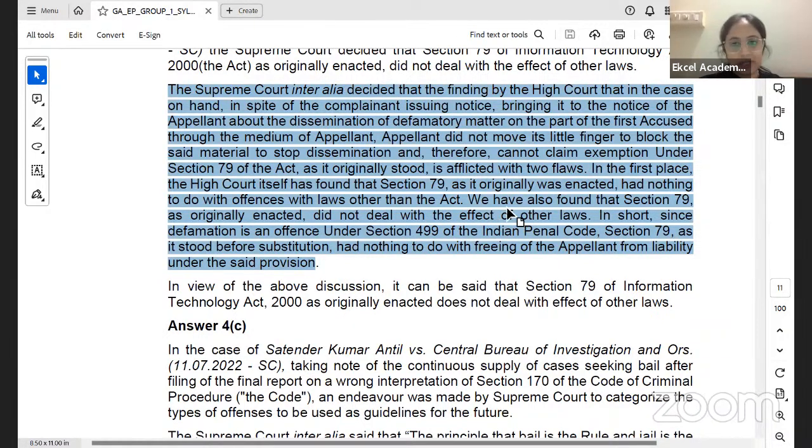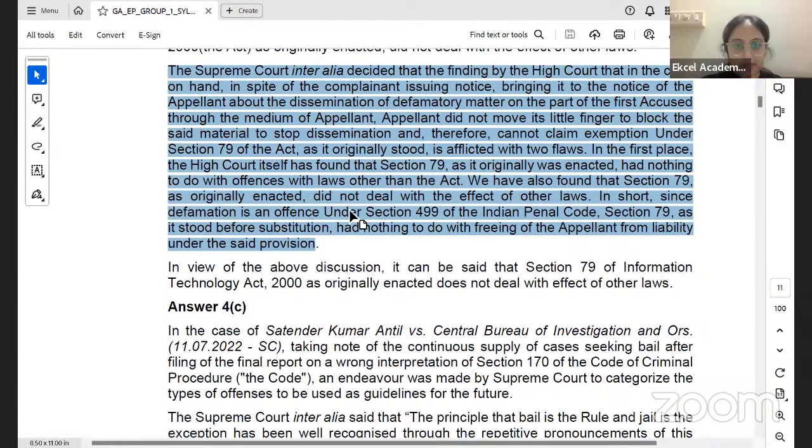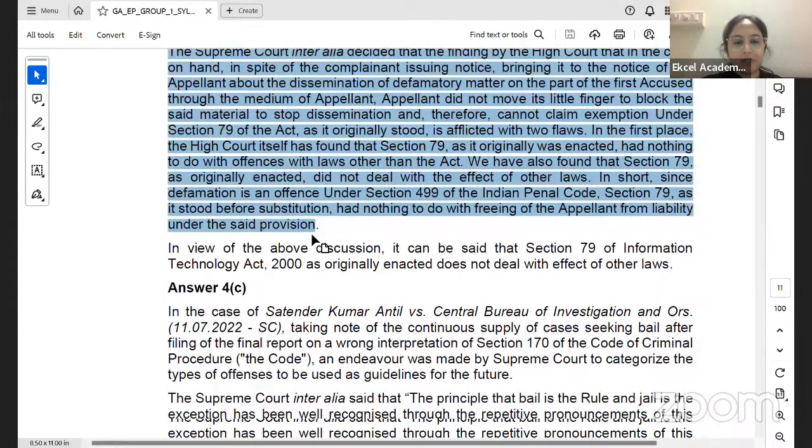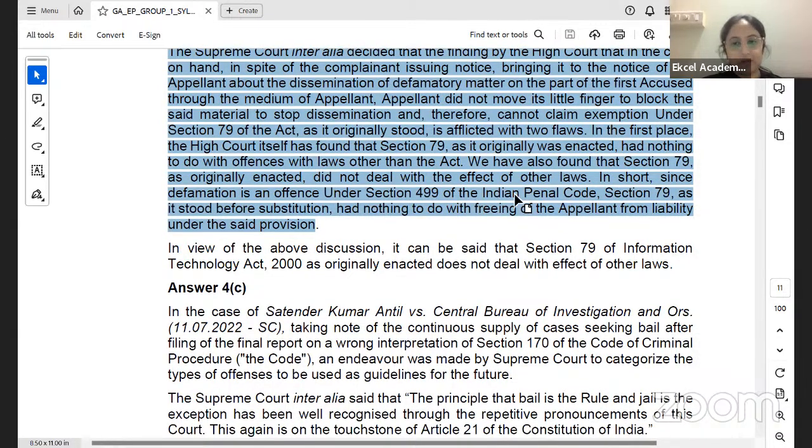First thing is, it was originally enacted. And we have also found that Section 79, as originally enacted, did not deal with the effect of other laws. In short, since defamation is an offence under Section 499 of IPC, Section 79, as it stood before substitution, had nothing to do with freeing of the appellant from liability under the said provision.